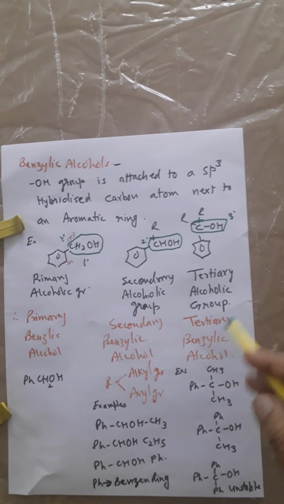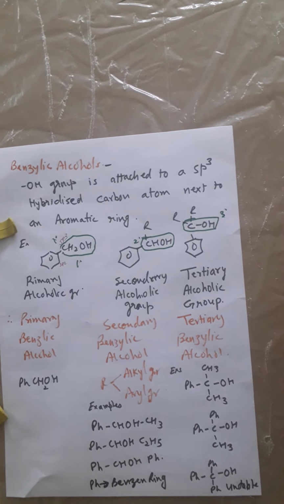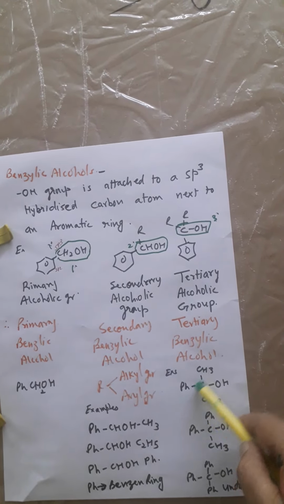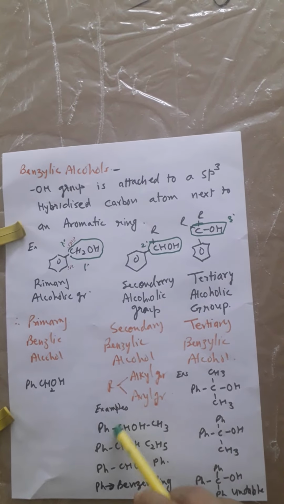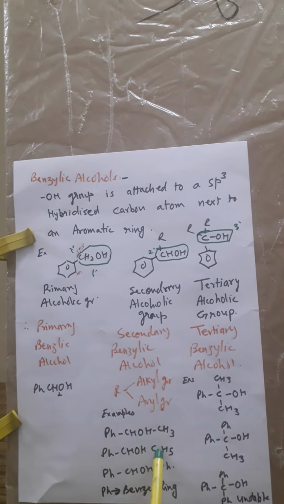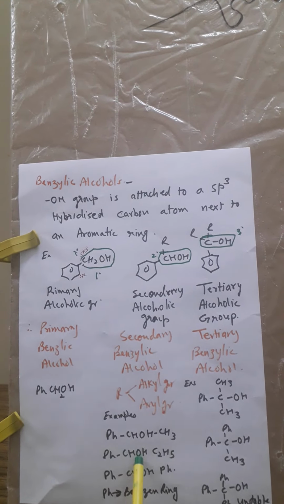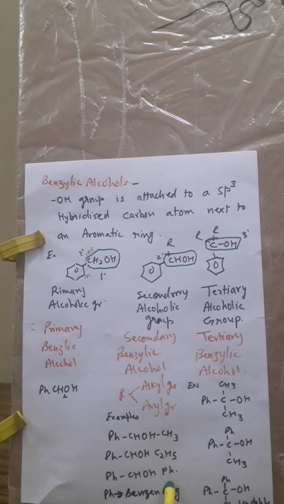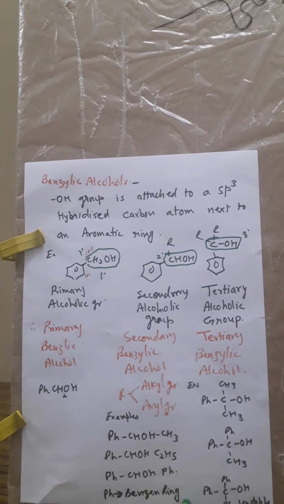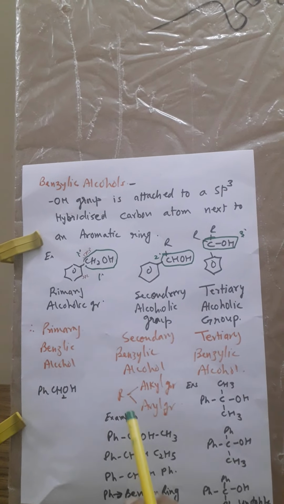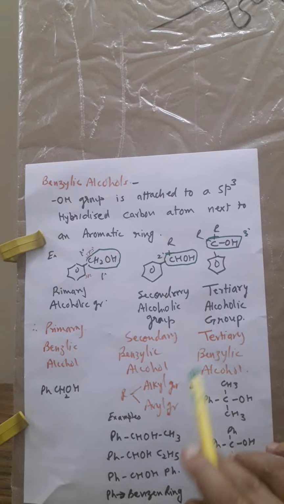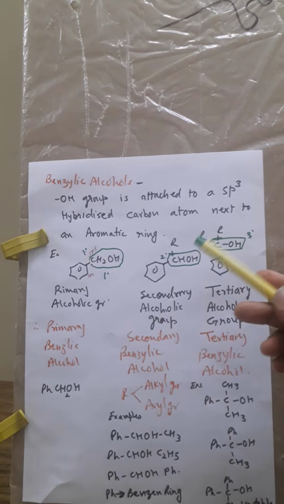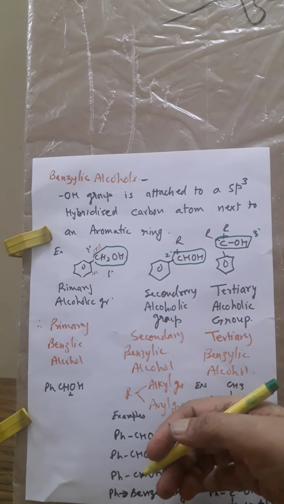Clear? You may write this down, or take a screenshot of it, pause the video, and write it down. Now see, if I write Ph, it will be very easy for us. PhCHOH CH3, PhCHOH C2H5, PhCHOH R, that is a 2 degree alcohol. Here I denoted that Ph is a benzene ring. Clear? So this R can be any alkyl group. This R can be any alkyl group or aryl group. That is, it can be a benzene ring, or it can be a methyl, ethyl, or phenyl group.